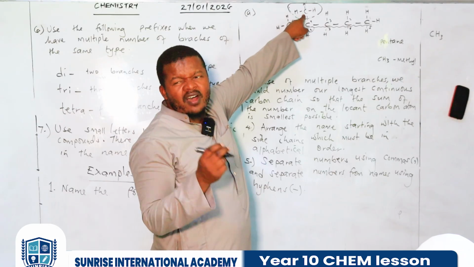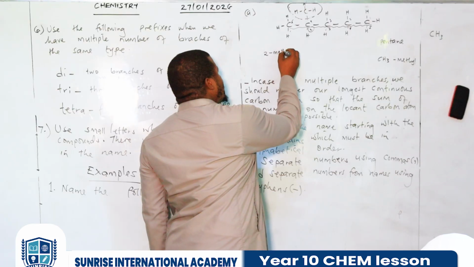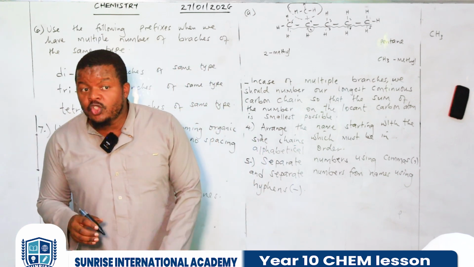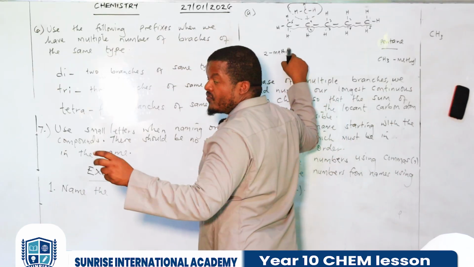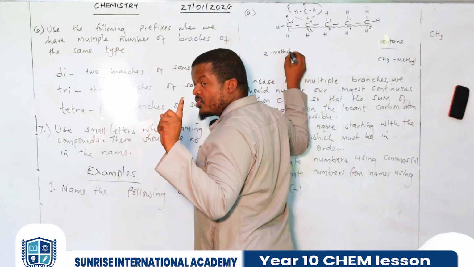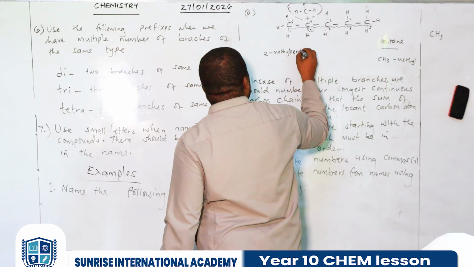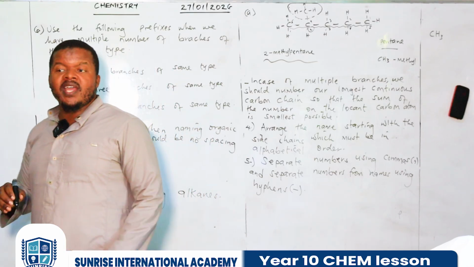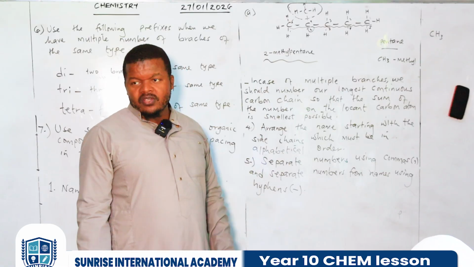How many methyls do we have? Just 1. So just say 2-methyl. Remember small letters, methyl. Do we have another branch? No. So after that, put the parent name. Once you have already named your branches, put the parent name here. Remember, leave no space. So 2-methylpentane. Remember small letters. 2-methylpentane. And that is how you name the alkanes. This is the name for that molecule.